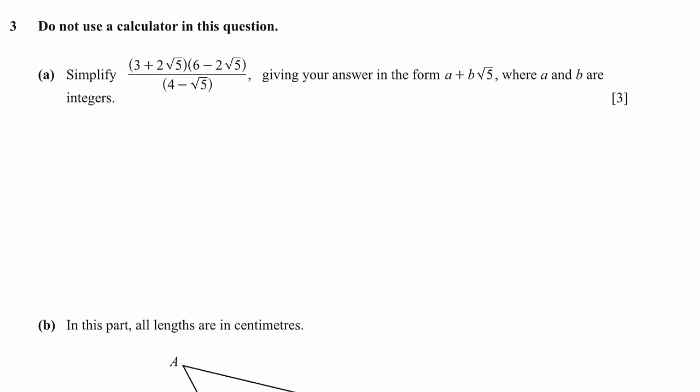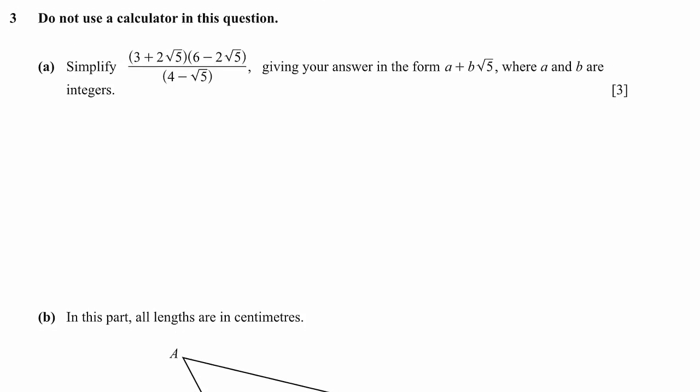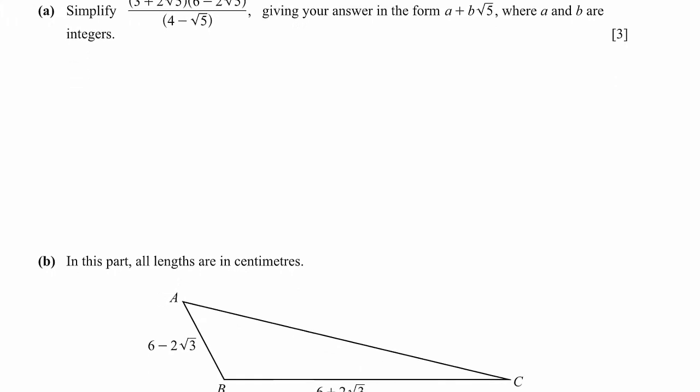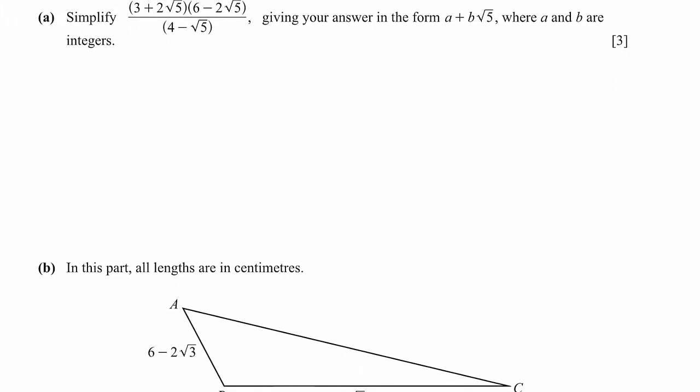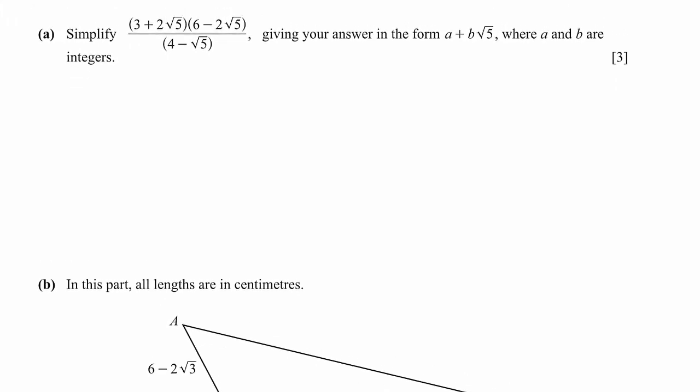So we've got a little instruction here not to use a calculator in the question. It doesn't mean you can't actually use one, just don't show any working where you've clearly used a calculator and show intermediate steps. You can use calculators to check what you're doing and so on. So we want to simplify this expression here, given our answer in the form a plus b root 5.